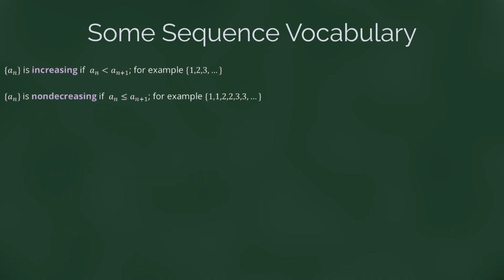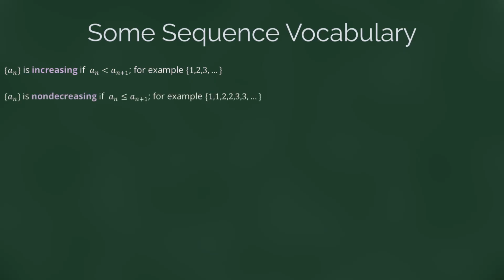Let's get familiar with some vocabulary around sequences. We're going to call a sequence a sub n increasing if a sub n is less than a sub n plus 1. In other words, each term is strictly smaller than the next term. So for example of that, we have the sequence 1, 2, 3, and so on.